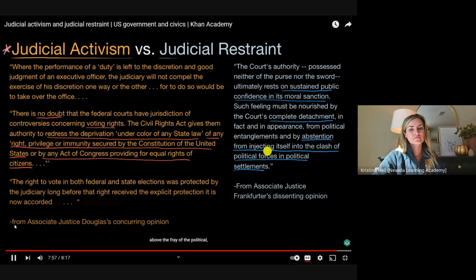the political. Or another way to think about this is that Associate Justice Frankfurter subscribed to the idea of judicial restraint and felt that the other 6 justices that were voting in favor of Baker were practicing to some degree judicial activism. They were getting into the territory of the other branches of government.